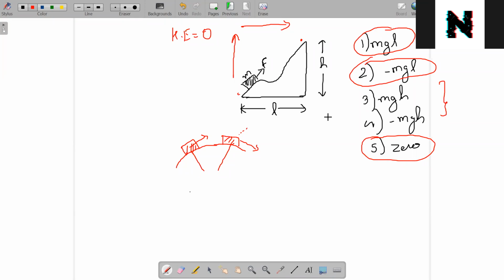Sir, because the force is mgh. It's acting against gravity. So it depends on height, not on the length, the distance traveled. Okay, that is all right, but that is not a correct answer. Anybody else?